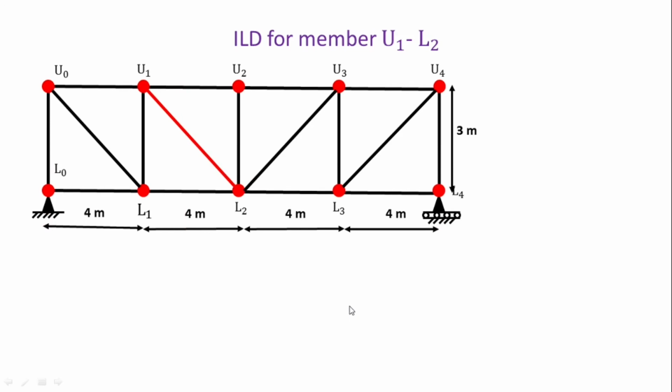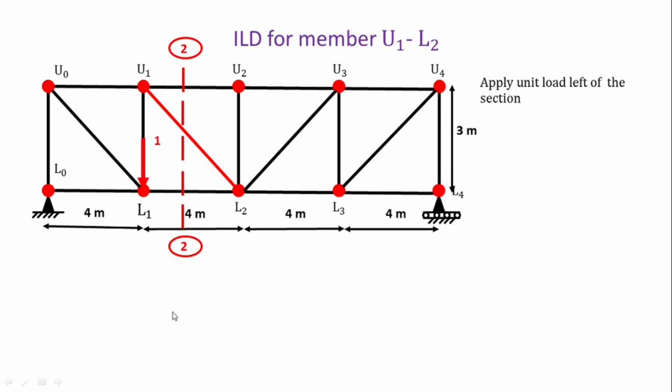Now move this load to the second joint, same section here. So again apply the unit load on the left of the section, because this is again L1. So apply the load on L1. Again consider the right hand part of this section for the equilibrium condition. Again the reaction is the same, that is RL0 is equal to 1 minus x by L, and RL4 is equal to x by L. Again here we are considering this member is subjected to the compressive force.